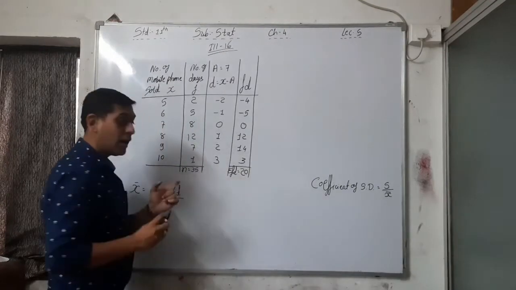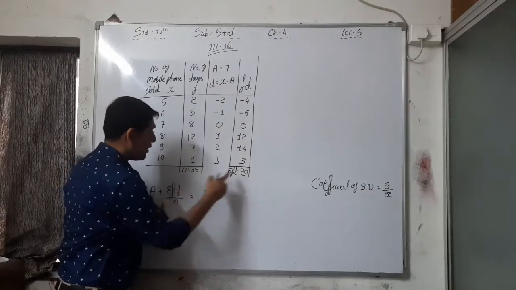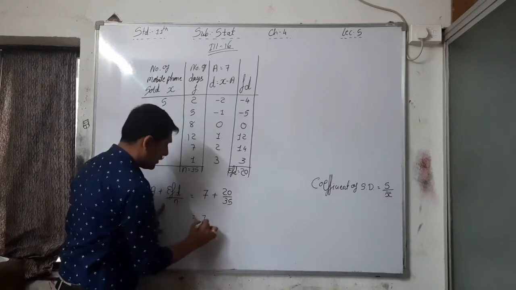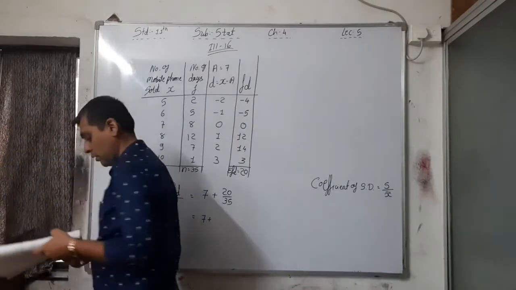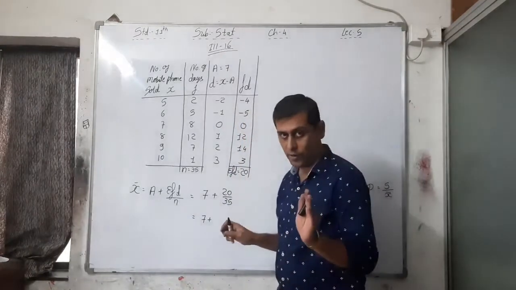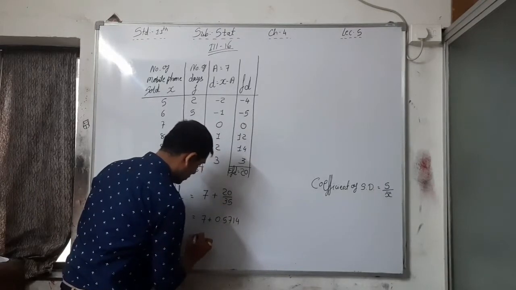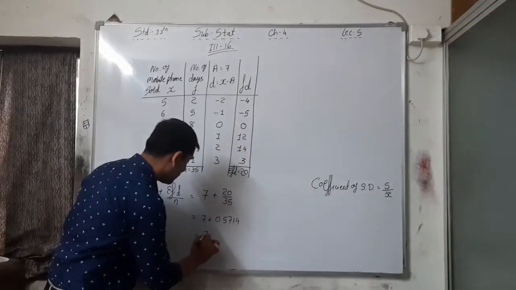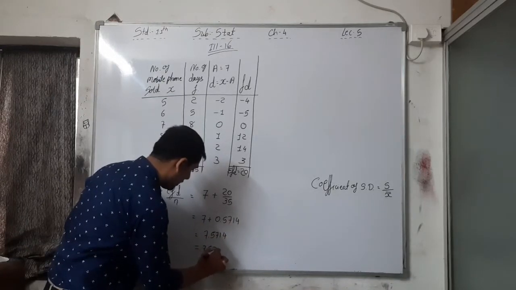Okay, what is your X bar first? See here, A is equal to 7, then sigma fd is 20 divided by N, which is 35. So 7 plus 20 divided by 35. What is the answer? Your X bar: 0.5714. So your answer is 7.5714. So your approximate answer is 7.57.